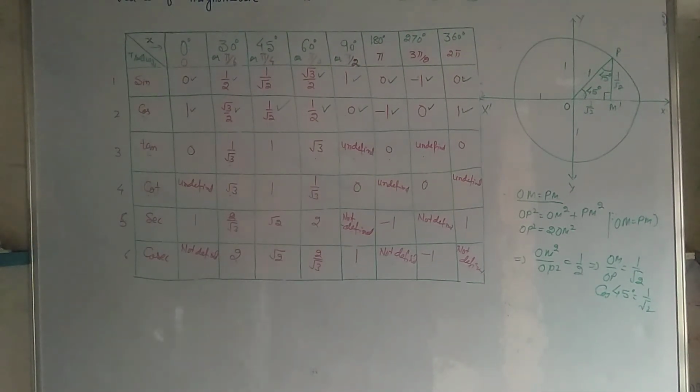So these are the values of trigonometric ratios at 0 degree, 30 degree, 45 degree, 60 degree, 90 degree, 180 degree, 270 degree and 360 degree.